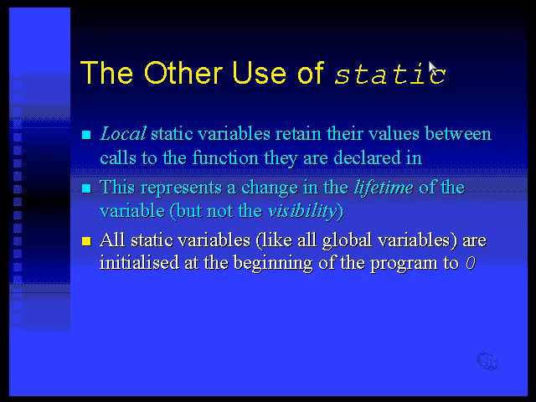Okay, so now we know both of the uses of the word static. One is to restrict the scope of a global variable or a global function, and the other is to increase the lifetime of a local variable. Let's now go and learn the golden rule of scope.